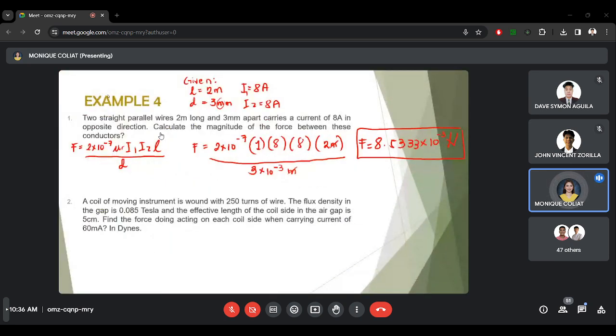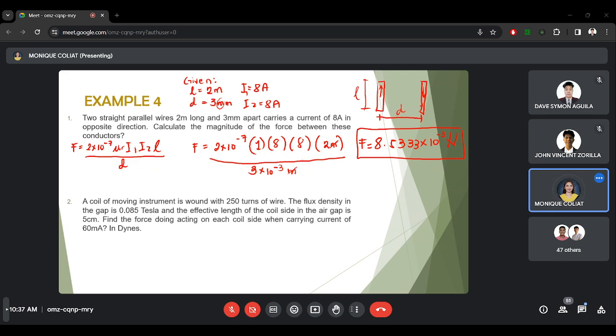Okay, so you understand how to get the force or magnitude of the force between two conductors or two straight wires. What do the two straight wires look like? They are parallel. This is your distance. Then, we have the length. In 1 kilovolt, we have an equivalent of how many volts? We have 1,000. And the current is in opposite direction.